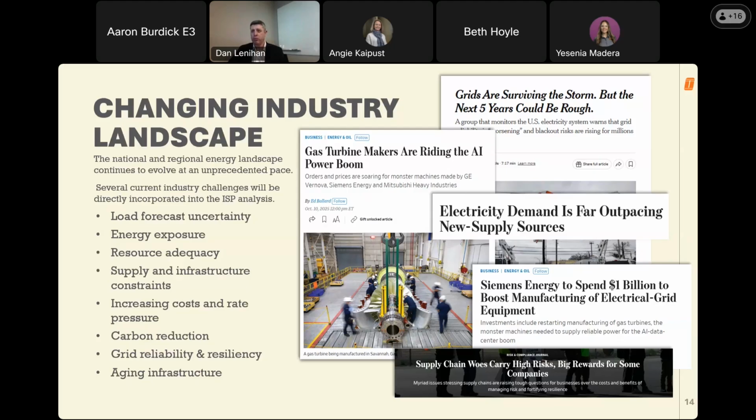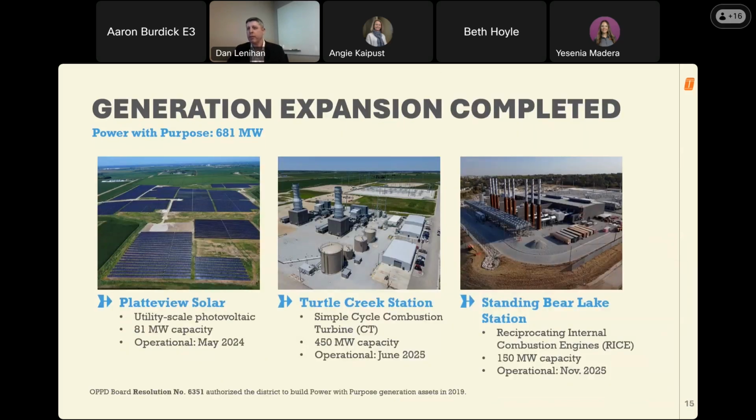So what has OPPD been doing in response to these landscape changes? Well, we've been doing a lot, and I want to highlight some of that on the next few slides. Starting on the next slide: since our last integrated resource planning effort 5 years ago, we've energized 3 major new large power plants, part of what we called our Power with Purpose effort to support growth and provide local system grid resiliency.